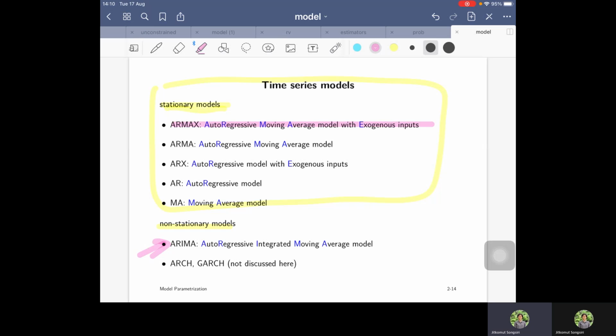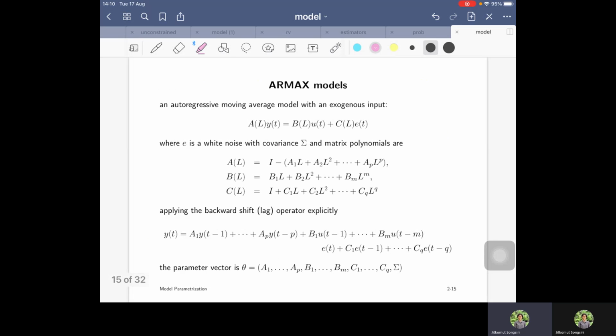So let's talk about the ARMAX process. ARMAX stands for autoregressive moving average with exogenous input. So the equation involves two kinds of inputs, deterministic or exogenous.